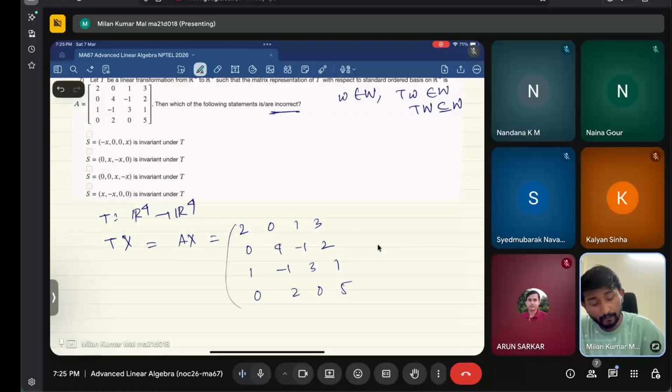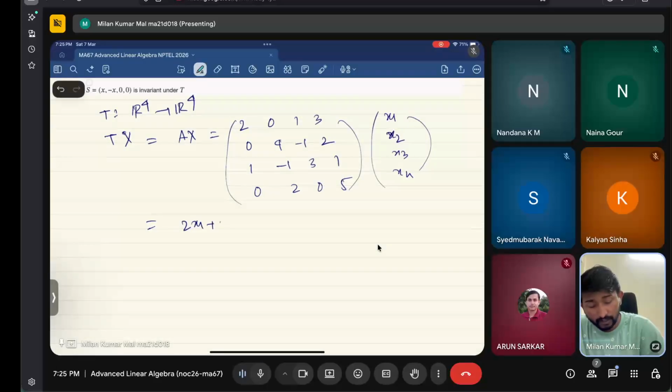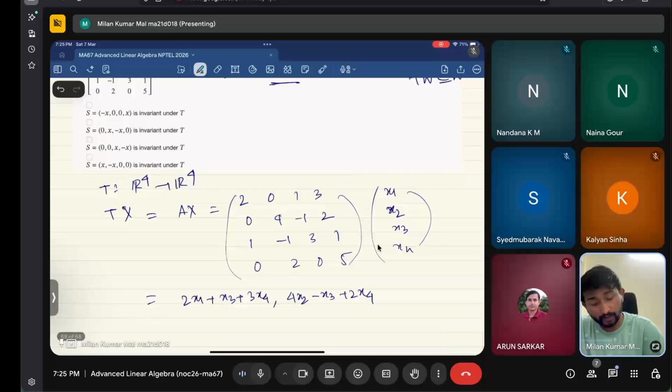So it will map a general element (x1, x2, x3, x4) to the general element (2x1 + x3 + 3x4, 4x2 - x3 + 2x4, ...). Or if I write it with different variables, x, y, z, w, that would be better, I think.